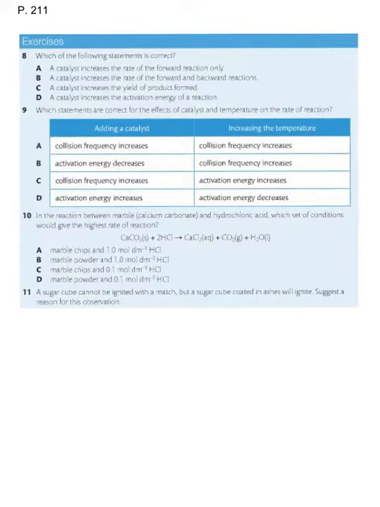A says it increases the rate of the forward reaction only. That's not true. B says it increases the rate of the forward and the backward reactions. That is true. It makes the reaction easier for both directions, so both forward and backward reactions will increase. C, increases the yield of product. Nope, has no effect on the product or the equilibrium. And D, increases the activation energy. Nope, it decreases the activation energy. So the only true choice here is B.